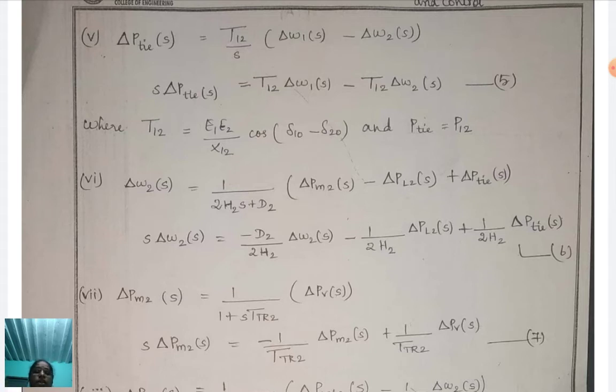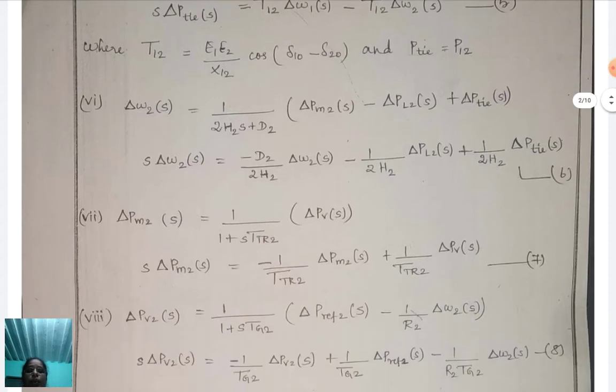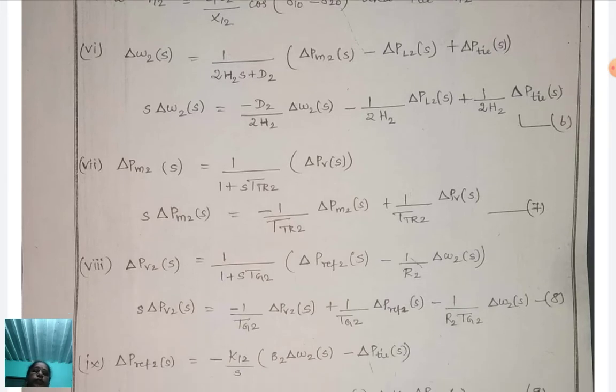Then the sixth equation is the power system model. From the power system model we write down the equation for area 2 only. So s into del omega 2 of s is equal to minus D2 divided by 2H2 into del omega 2 of s minus 1 divided by 2H2 into del PL2 of s plus 1 by 2H2 into del P tie of s. Then the seventh equation we have to write down from the turbine model of area 2.